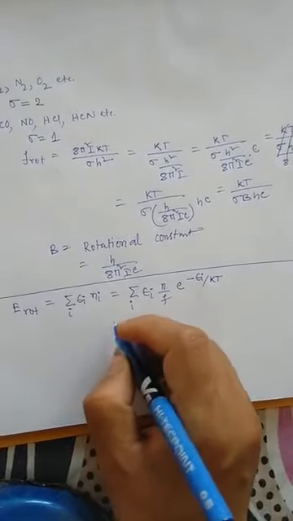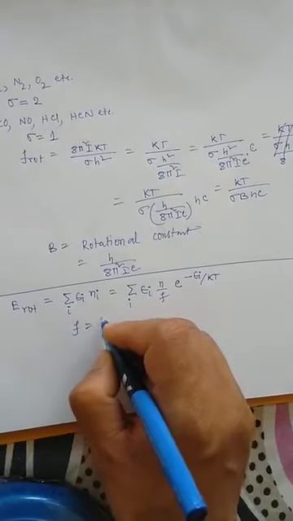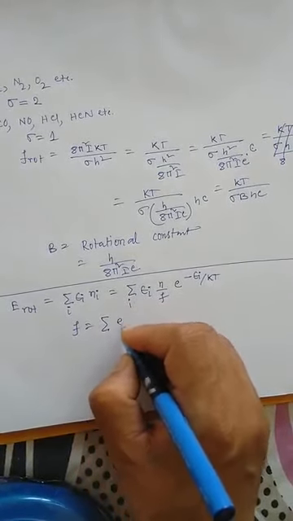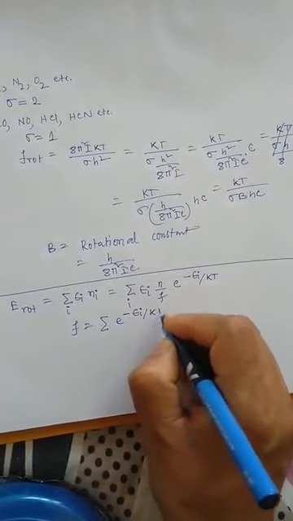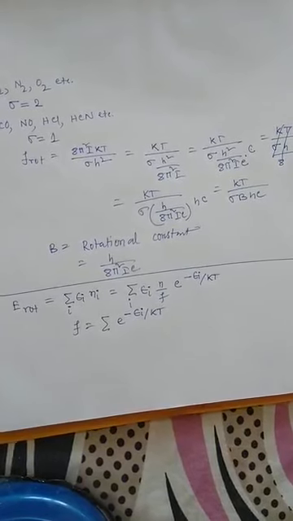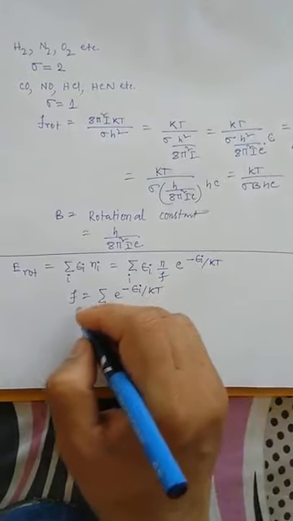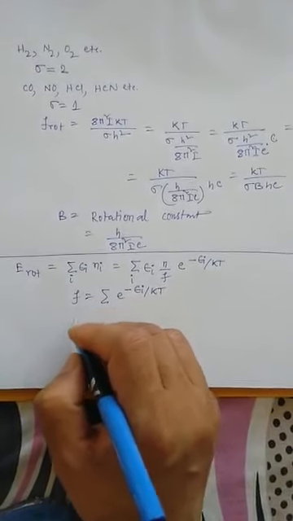Okay, so first we know that by definition f equals the summation of e to the power minus εi by kT. If I do one thing, if I differentiate this f with respect to T, what will appear?